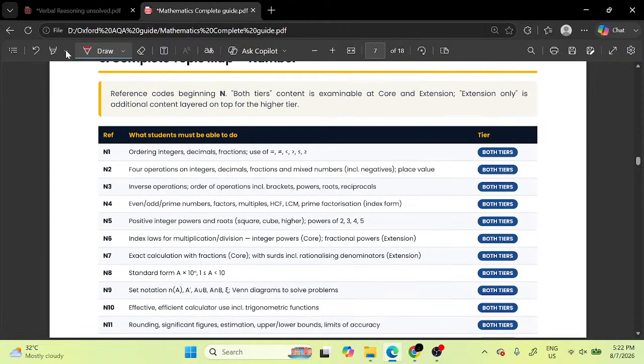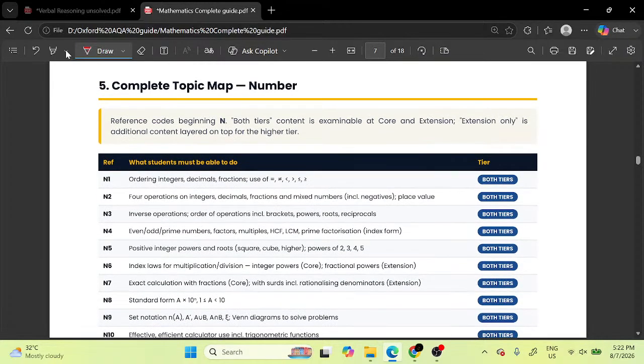Okay, now over here we'll see what core students have to study and what only extended students have to study. Ordering integer, decimal, fraction and use of these signs. So for both of the tiers, it doesn't matter whether you are doing the core tier or extension tier, you have to prepare all of these things: ordering, integer, decimal, fraction, like this.